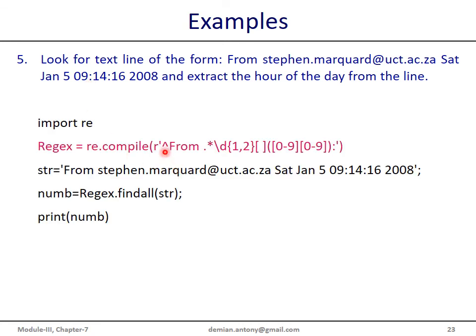Here is the program. We match the beginning of the line of text, From, then any number of characters, dot star, then 1 or 2 digits for this date, followed by 1 space, then the first digit and the second digit, then a mandatory colon, and we extract only these 2 digits, the hour, 09 or 11, 12, 23, whatever the hour of the day. This is the grouping portion which extracts the hour of the day.